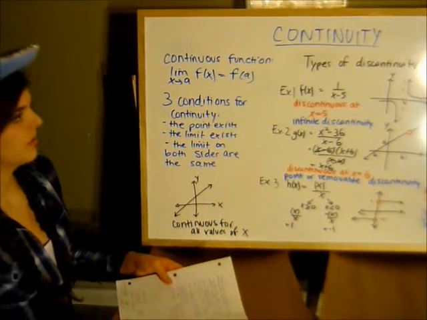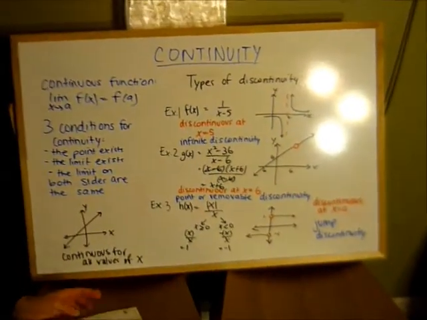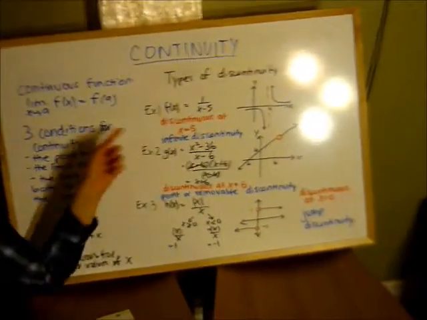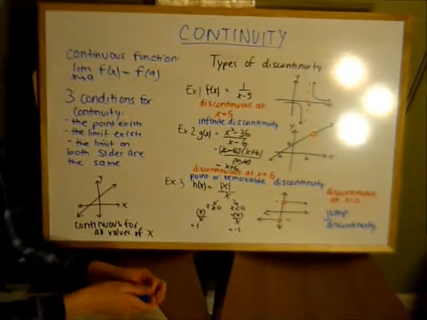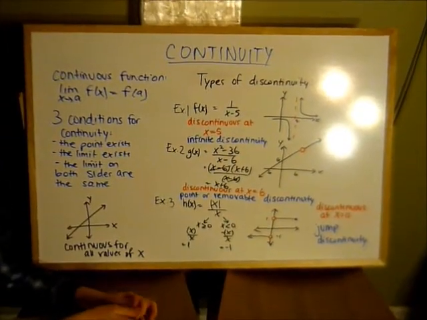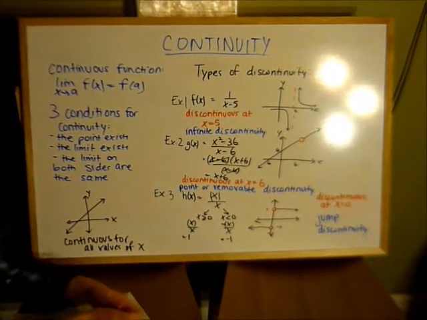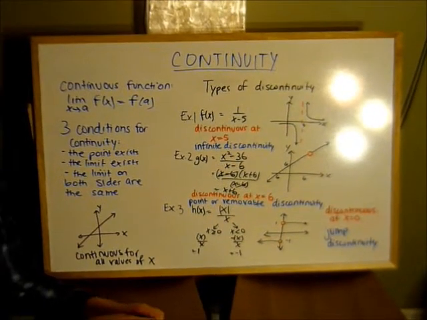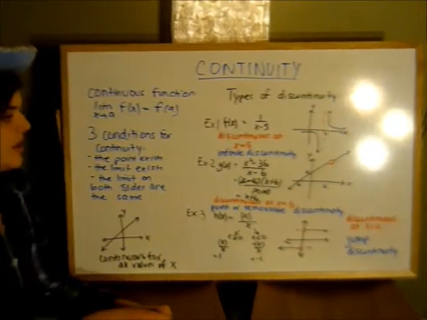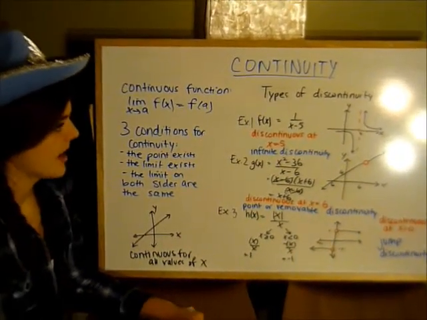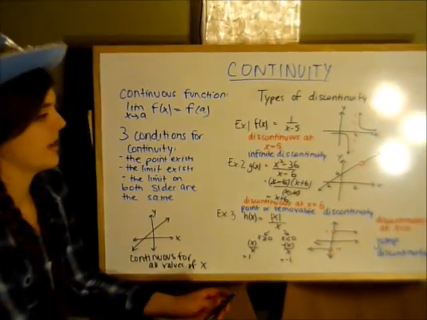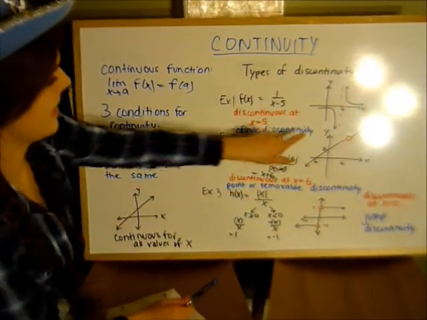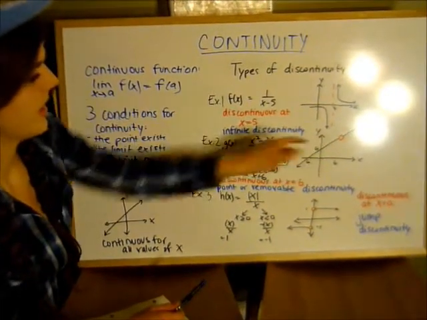There are three types of discontinuity. In the first example, we have f(x) equals 1 over x minus 5. Obviously at x equals 5, there's a vertical asymptote, so there's a discontinuity at x equals 5. This is known as an infinite discontinuity because the function just keeps on going and never touches the asymptote.